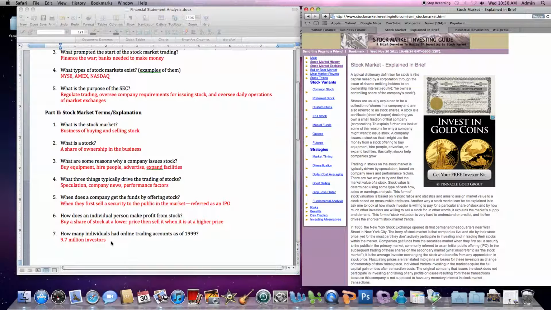And last, how many individuals had online trading accounts as of 1999? 9.7 million investors. A little bit of an old statistic, but still kind of shows you what the online has done for investing.